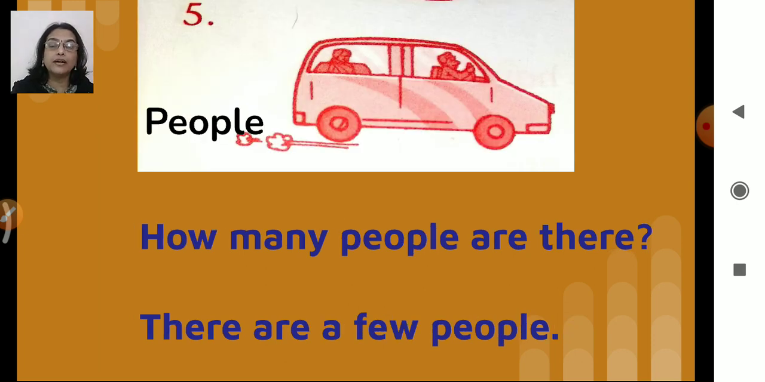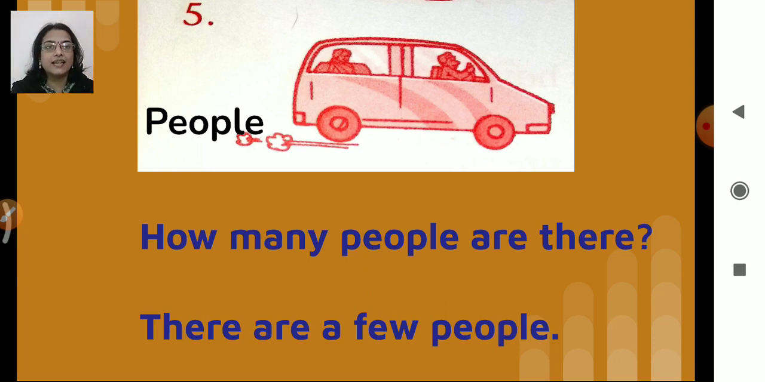Now, we can see a picture of a car, right? And some people are sitting there. Are there many or few? Few, right? So how many people are there is the question. We have made the question. How many people are there? And the answer is there are a few people.